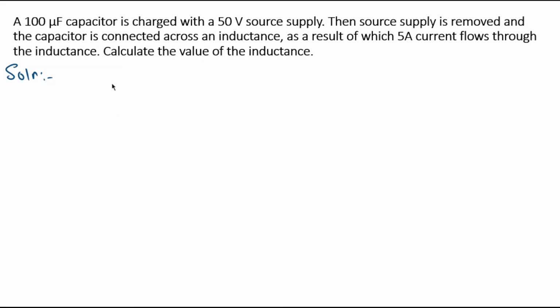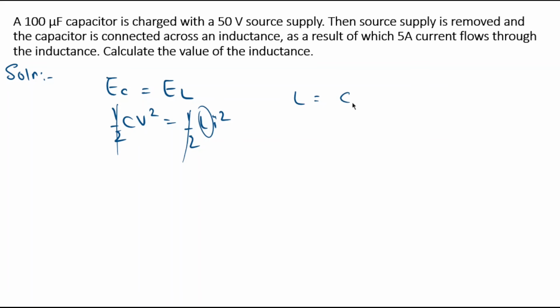So again we know that energy stored in capacitor is equal to energy stored in inductor from the conservation of energy perspective. So half CV square will be equal to half Li square. So from here we need to calculate L. So we can say that half gets cancelled and L is equal to CV square by I square. Now C is given to us as 100 microfarad, which can be written as 10 raised to minus 4 farad, into V square, that is 50 volt. So 50 square is 2500 divided by I square. I is 5 ampere, so I square will be 25.